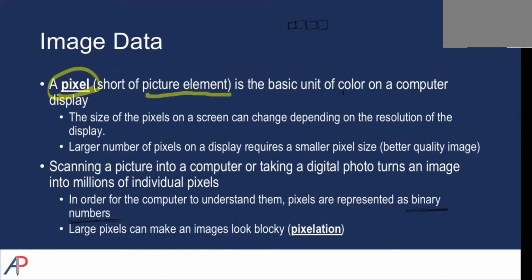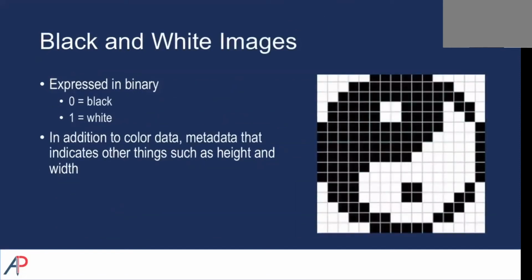Large pixels can make an image look blocky, and we call that pixelation. We will see an example of that right here. Do you see how blocky it is? It doesn't look like a perfect circle because our pixels are so large, and also because we don't have that many pixels to work with. We're not going to make any crazy images here.